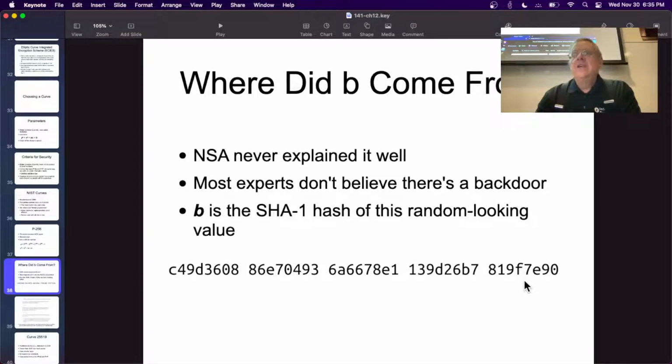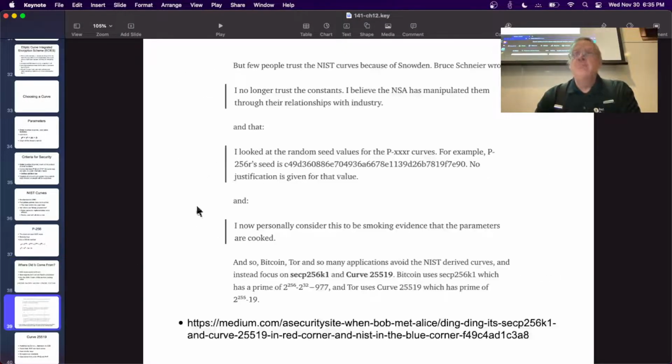And so some cryptographers, like the authors of your textbook, believe that there's no backdoor. However, Bruce Schneier believes that there is a backdoor, and he is a very influential cryptographer. He said, I no longer trust the constants. I believe the NSA has manipulated them. I looked at the random seed value. No justification is given. I now personally consider this to be smoking evidence that the parameters are cooked.